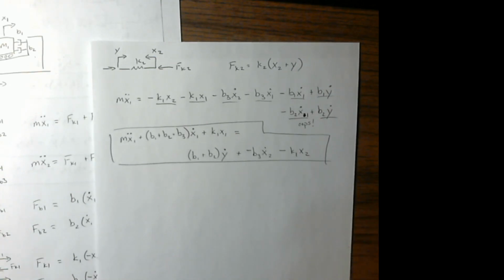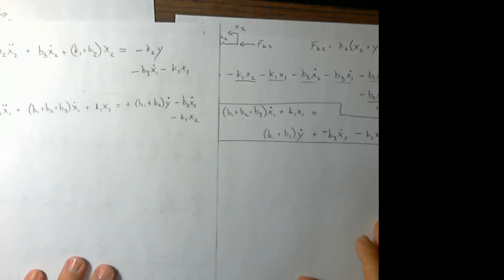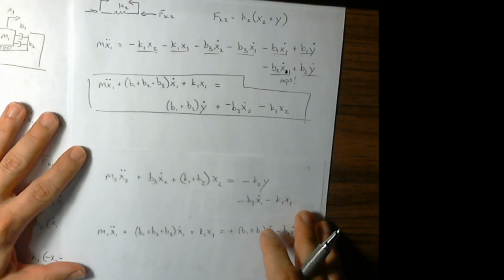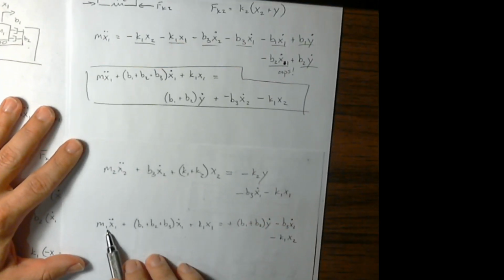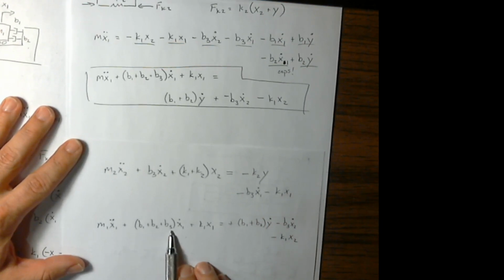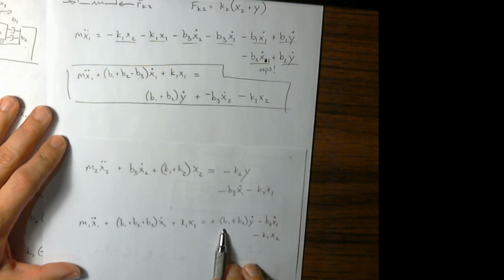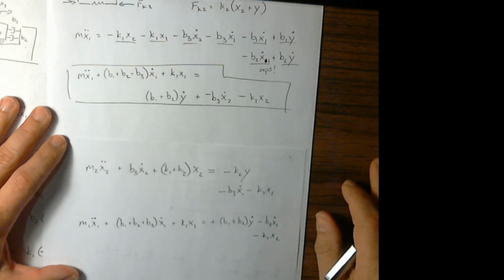There we go. How did we do? I wonder how that prediction went. So here, let's get them all next to each other. So my mx1. Oh, look, I nailed the b's, nailed the k1, nailed the y dot, and yep, nailed the x2s. They were both negative.